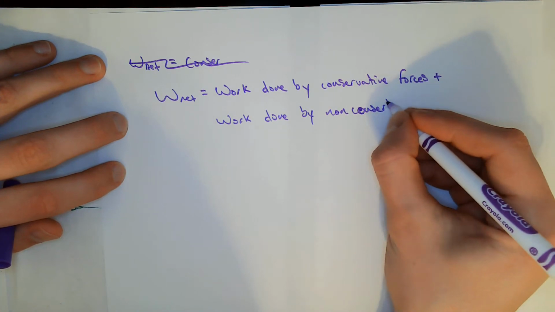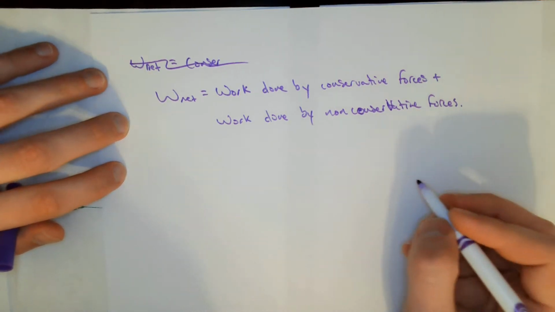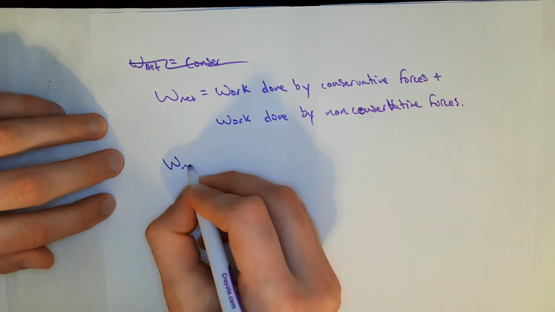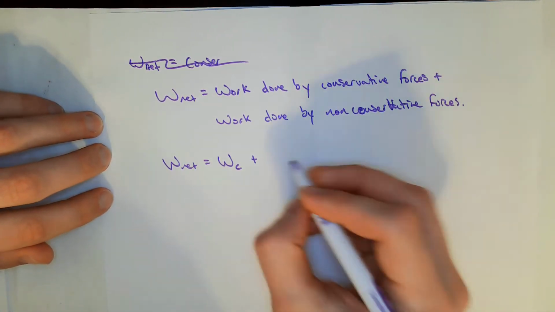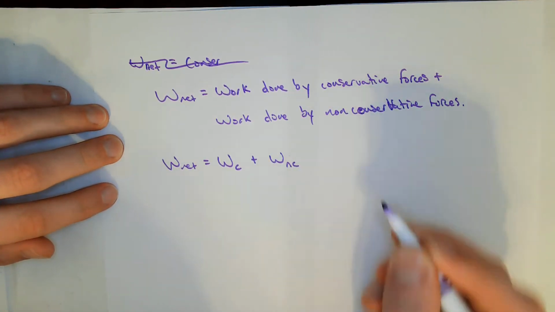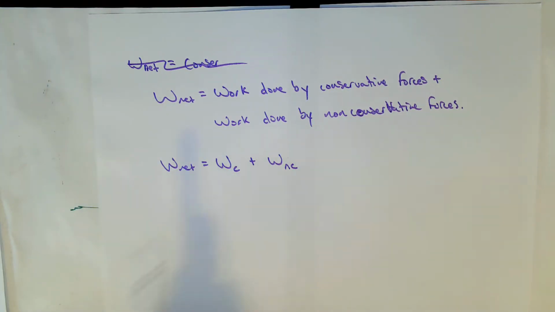Conservative forces. We tend to write this as W sub C for work done by conservative forces plus W sub NC for non-conservative. So everything we've discussed so far are conservative forces because they do not depend on the path taken. They only depend on overall displacement. They don't depend on distance, they depend on displacement.